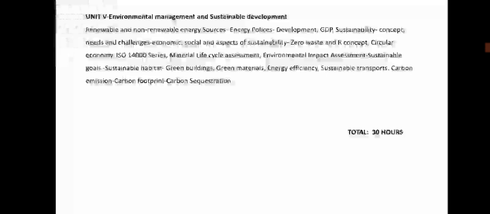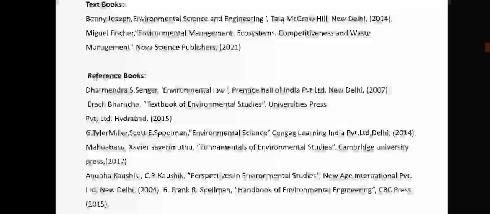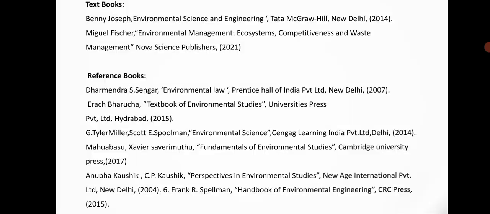So in order to reduce global warming and carbon emission, the students must know the importance of green materials and green engineering. So these are the textbooks and reference books we are following.